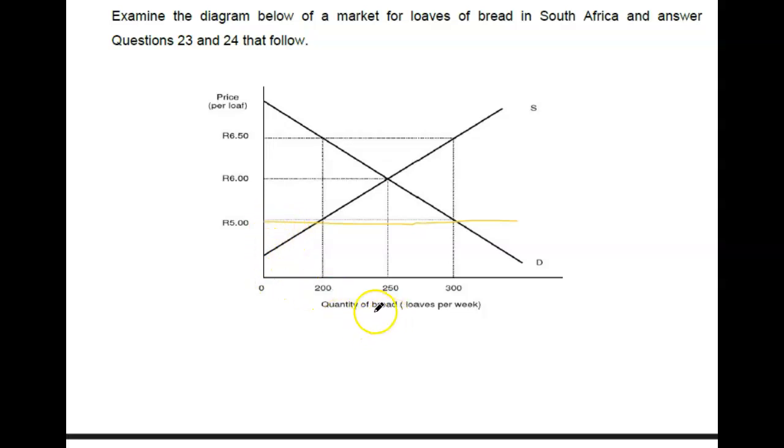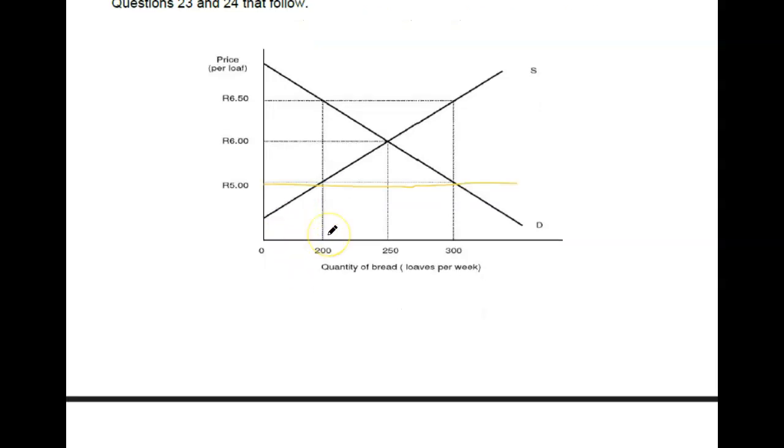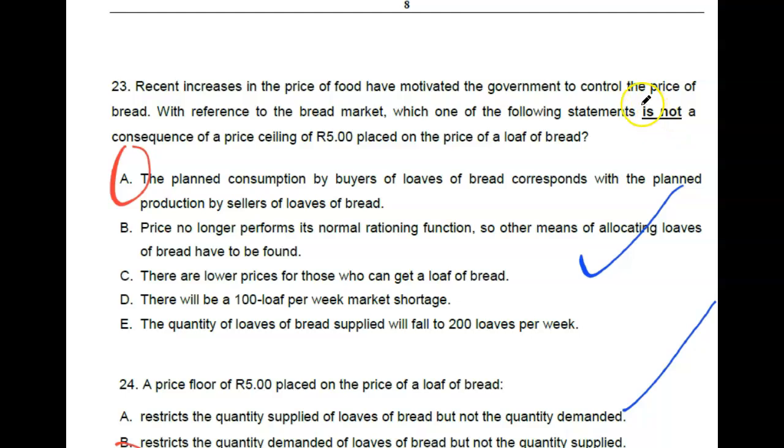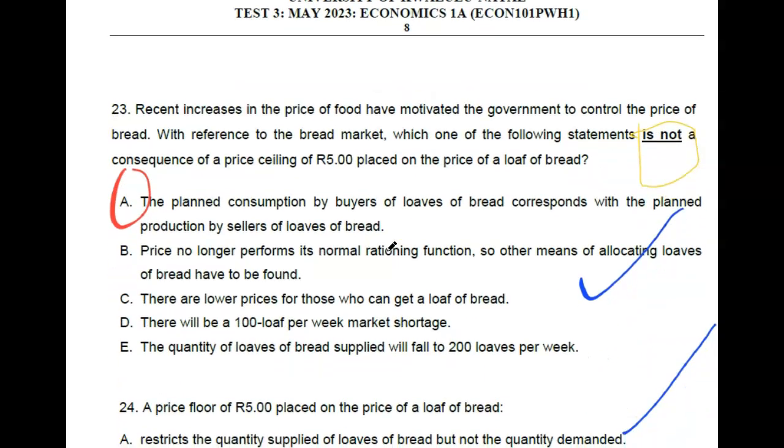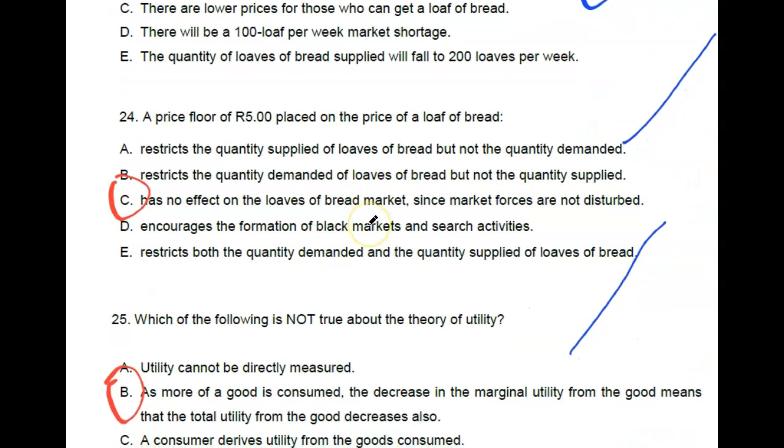Sorry, this is bread. So nobody is allowed to sell bread for more than 5 rand. All the shops must sell the bread at 5 rand or less, the price ceiling. So what is incorrect? It'll be A, because the planned consumption of buyers corresponds to the planned production by suppliers. That's false, because the customers are saying they want 300 breads, while the suppliers are only producing 200. So they're not both the same, right? So the answer is A.